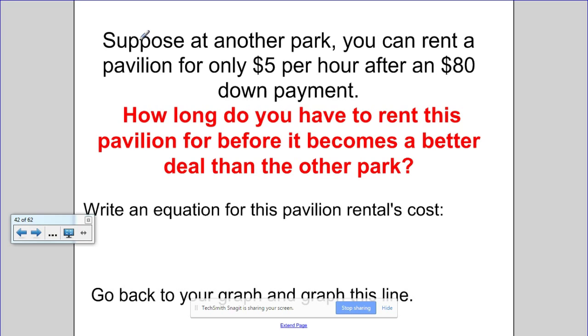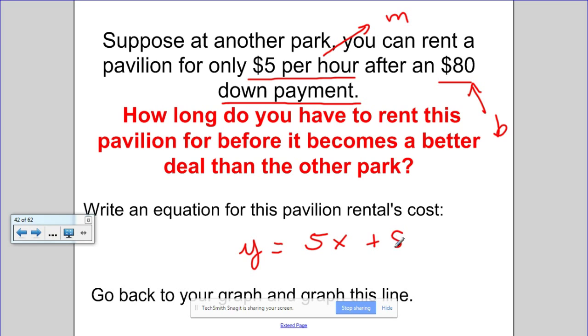Perfect. But how about this? Suppose at another park, you can rent a pavilion for cheaper. It's only $5 an hour, but it's going to cost you $80 for the down payment. How long do you have to rent this pavilion before it becomes a better deal than the other park? If y is equal to mx plus b, let's write an equation for this pavilion's cost. Our hourly rate is 5. That is once again going to be our slope. And the $80 is going to be our b, our y-intercept. So y is going to equal 5x plus 80 in this particular case.